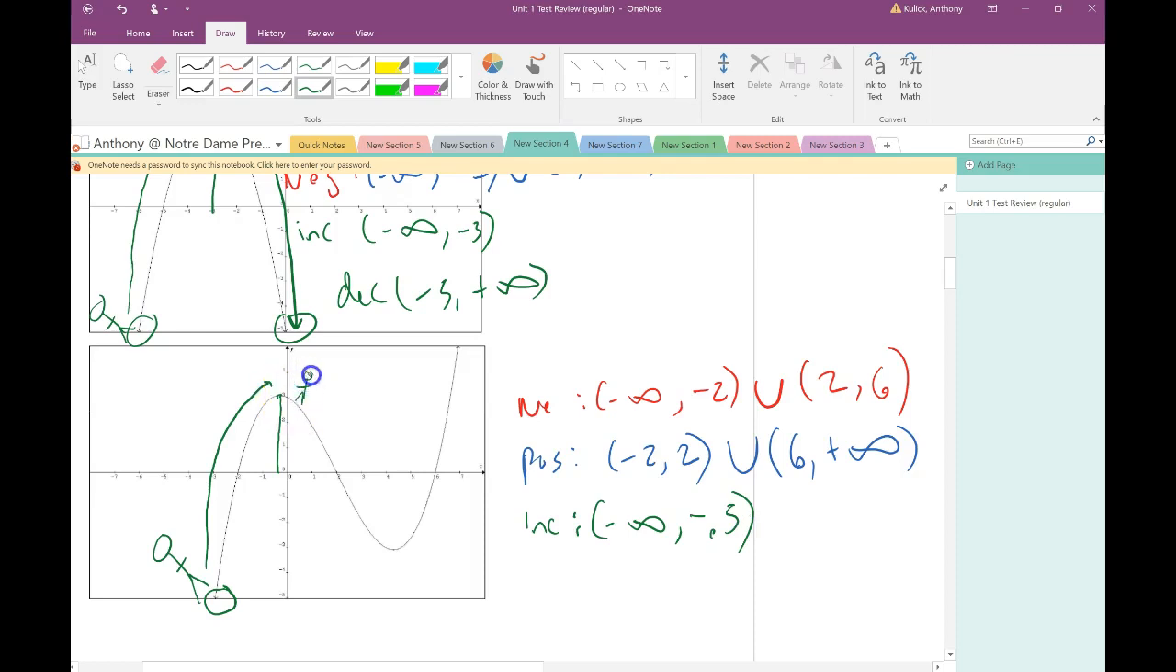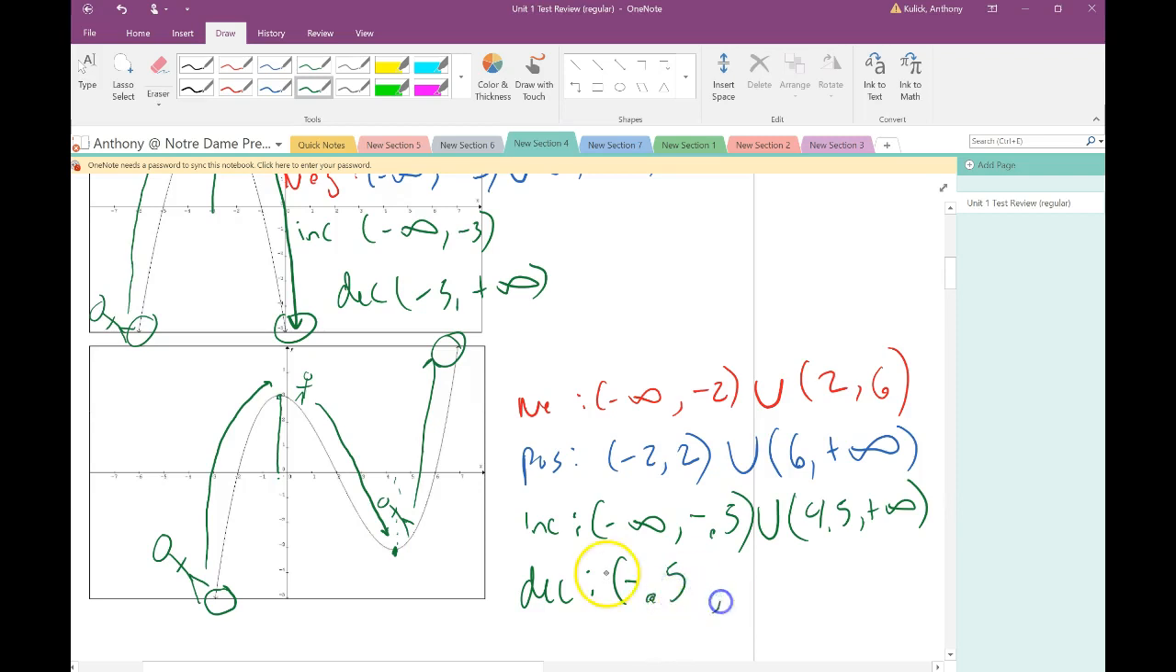And then we're downhill all the way to here. And then we start going uphill again all the way to the finish, right? So we'll have another union, because we have another uphill section that starts at 4.5 maybe, and goes to positive infinity, because it has the right arrow at the end of it. And then decreasing then, we started at -0.5, and we went all the way to positive 4.5. Does that make sense?